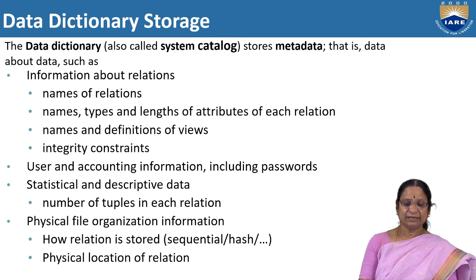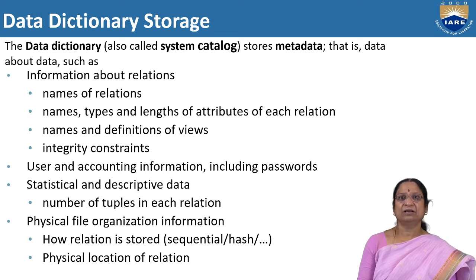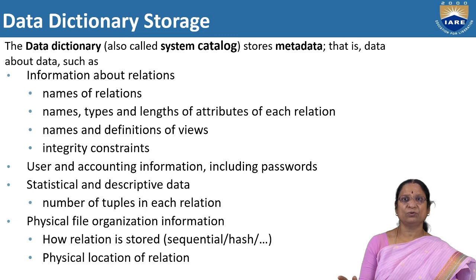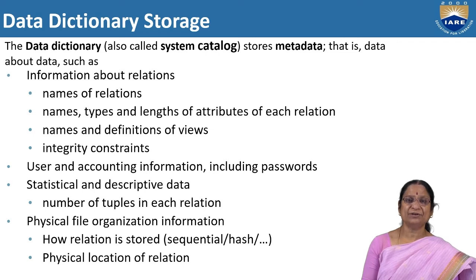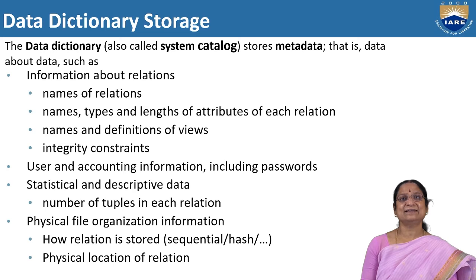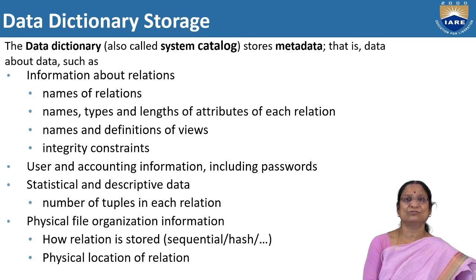So user and accounting information: users' information, accounting information, which relations are used more frequently, how much time they are used, who is using them, all this accounting information, passwords, etc. are all stored. And it will also maintain statistical data. We'll discuss the importance of the statistical data in query optimization also.